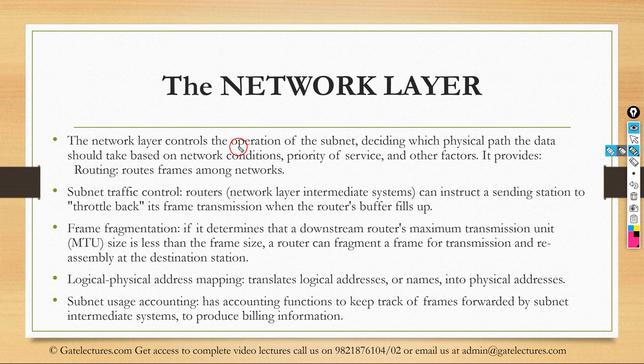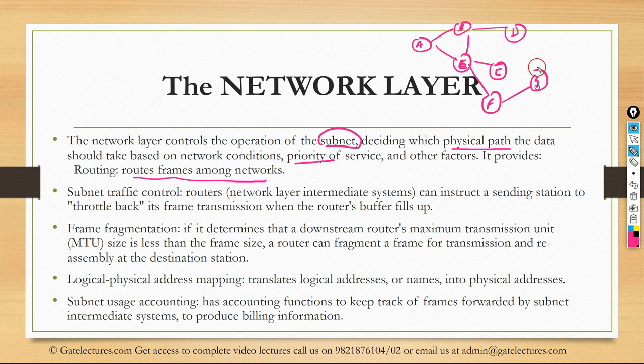The first thing they are saying is that the network layer controls the operation of the subnet, deciding which physical path the data should take based on the network condition, priority of service and other factors. It provides routing, or you can say it routes frames among the network. Let us suppose this is a network and we have different hosts inside the network: host A, B, C, D, E, F, or maybe some hosts which are connected inside the network, and it can follow any kind of topology or connection.